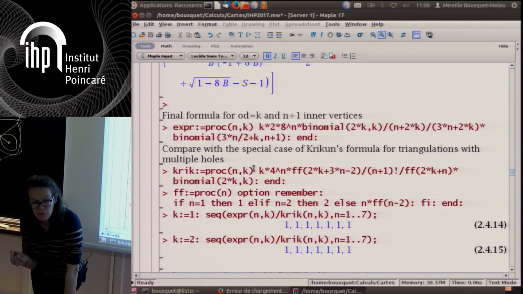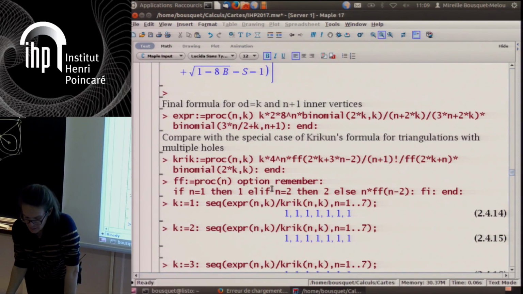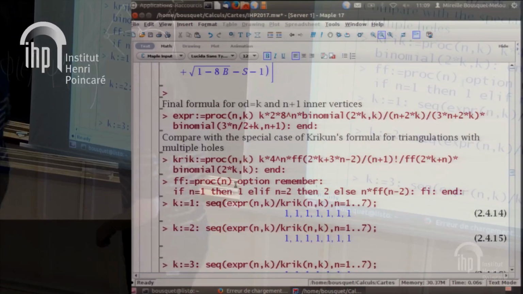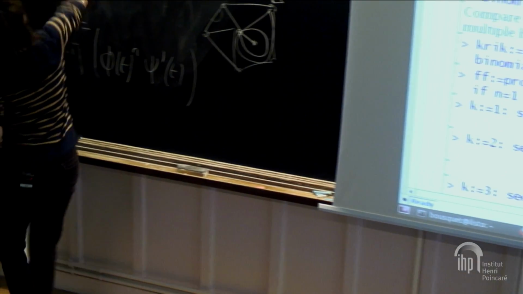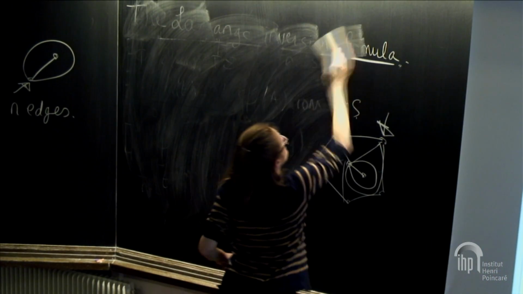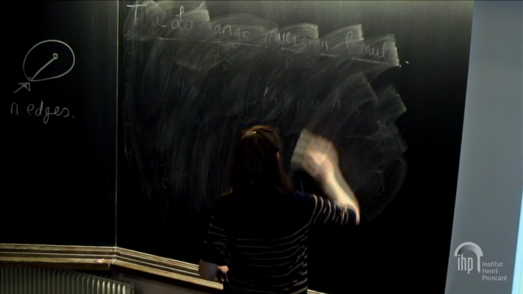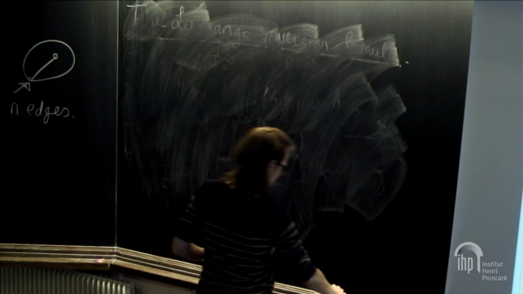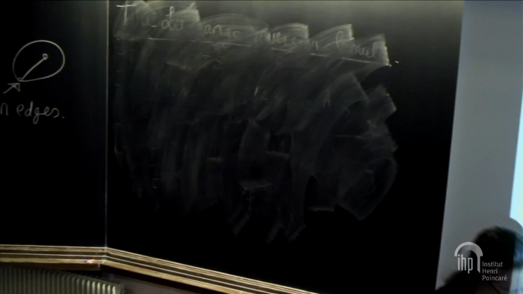So now you have your two variables. You first extract the coefficient of y to the k to count triangulations of a k-gon, and then of w to the n to know how many of them have n vertices. And you get a nice expression. I'm going to write this formula because, well, we should use it someday.